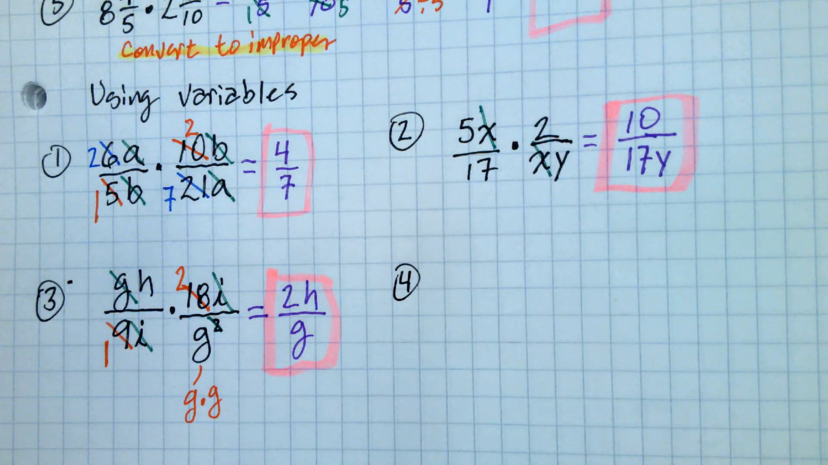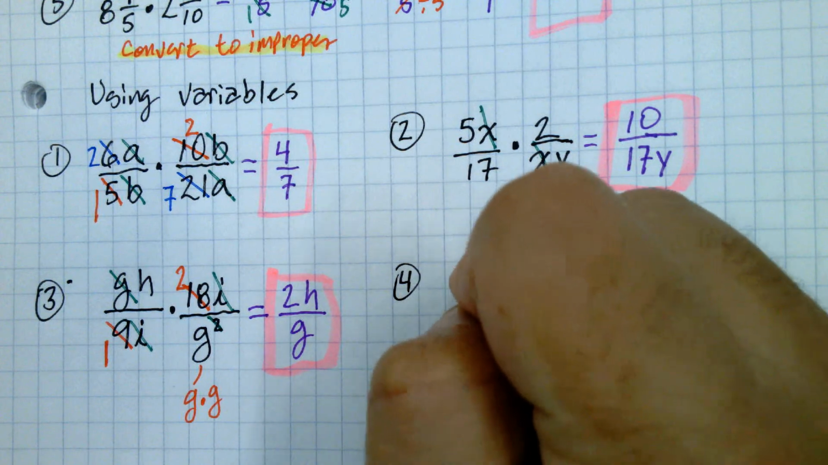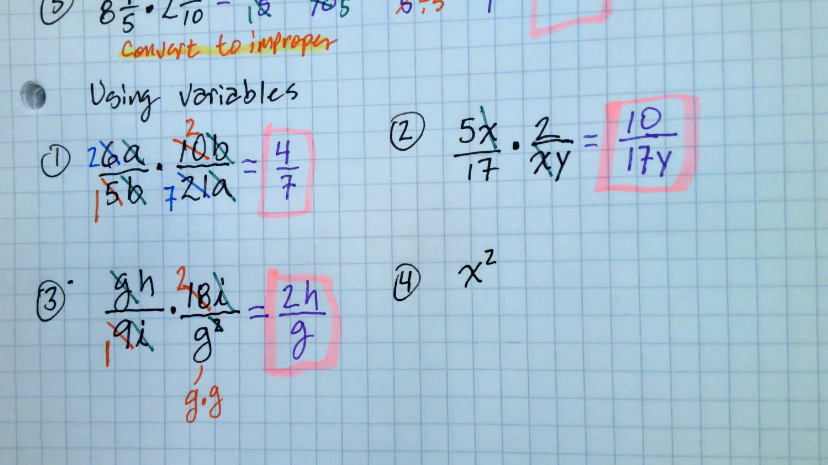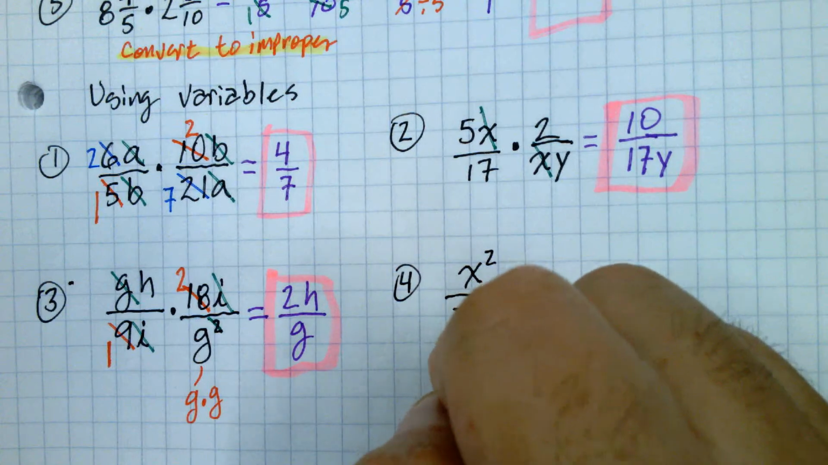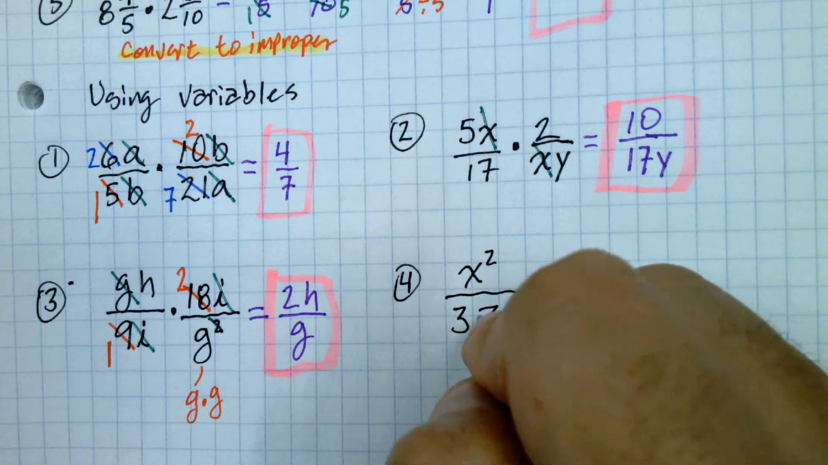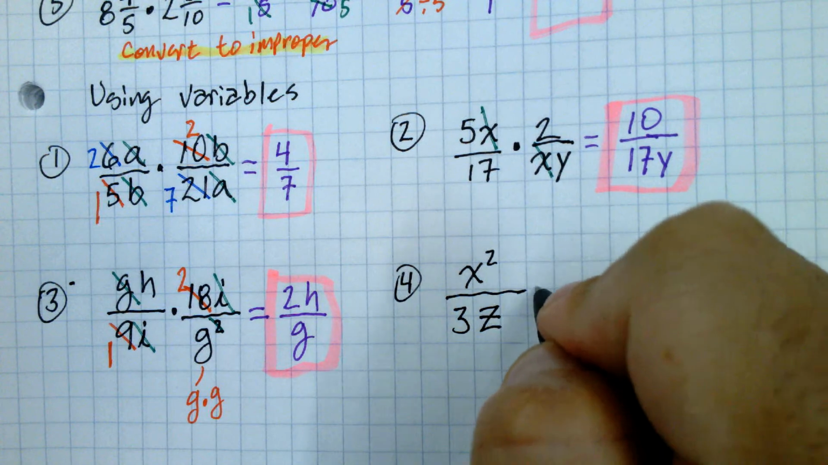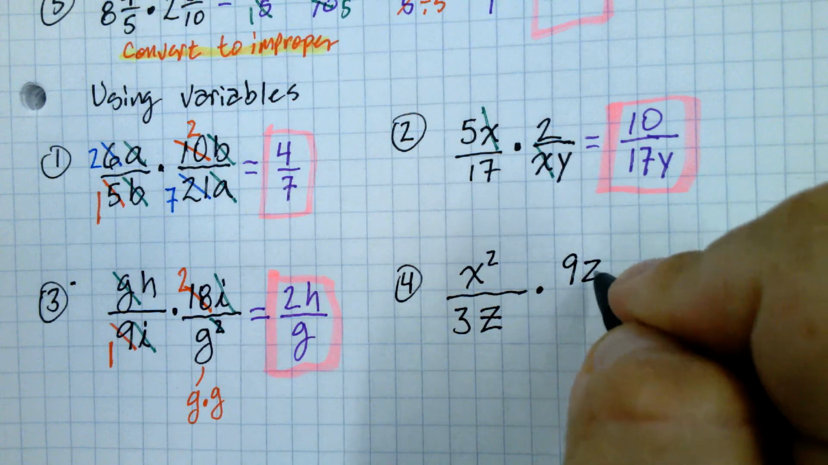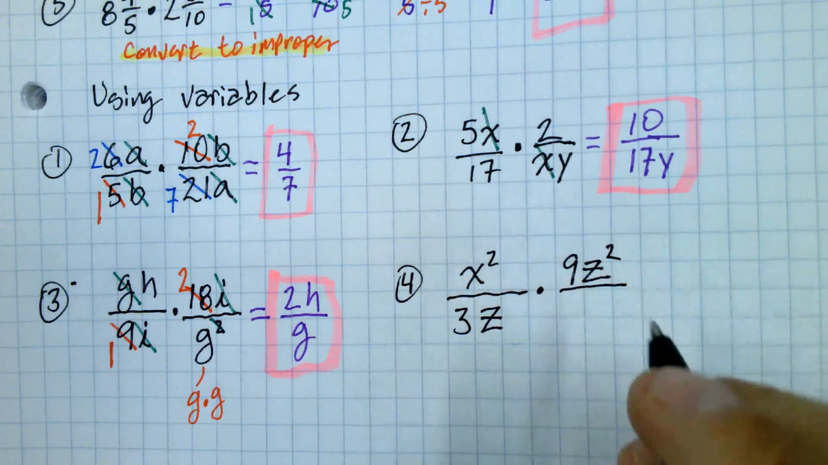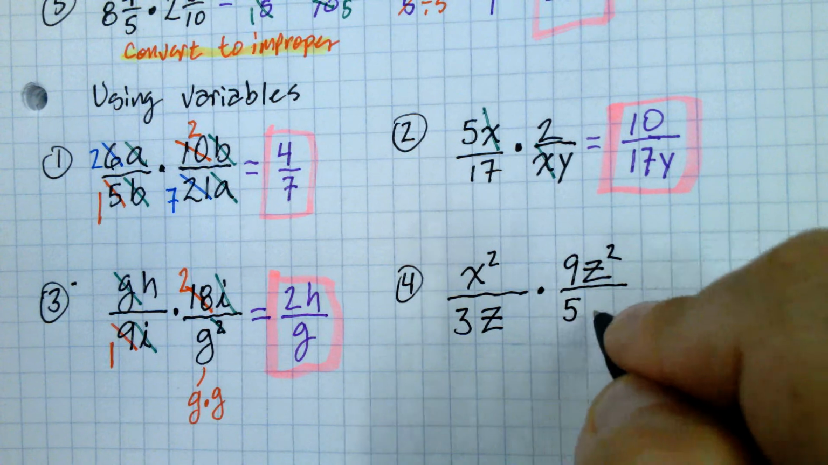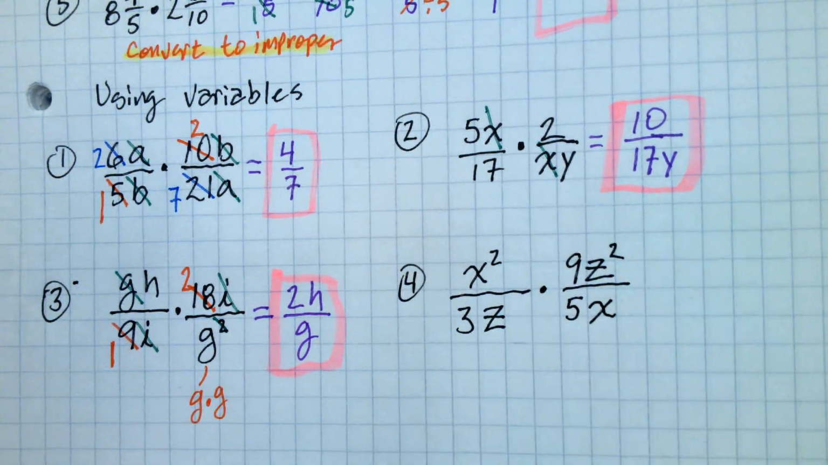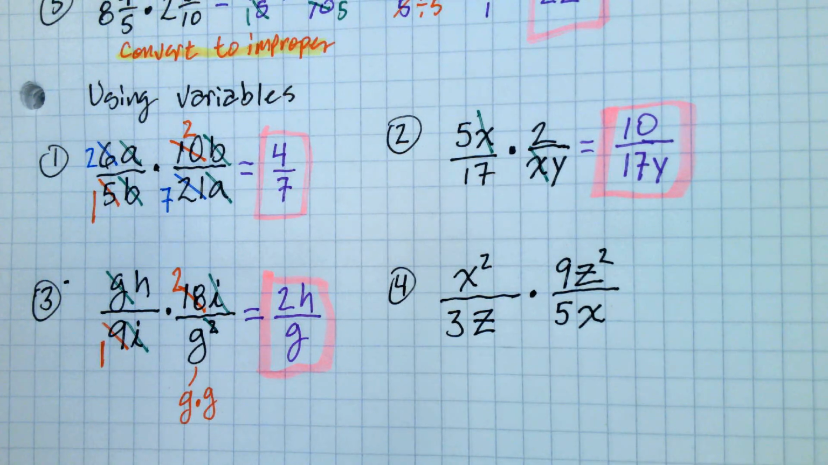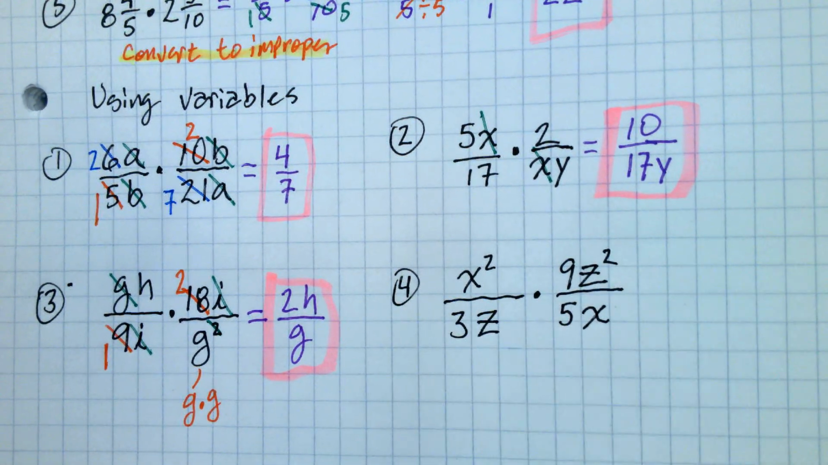Okay. So this one's going to have some more of these exponents. X squared over 3z times 9z squared over 5x. Okay? So let's start with variables. Look across. What can we cancel?